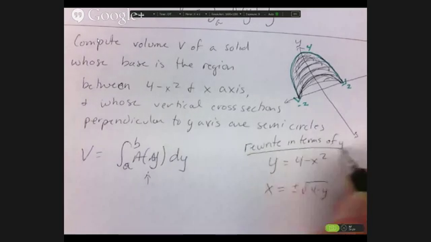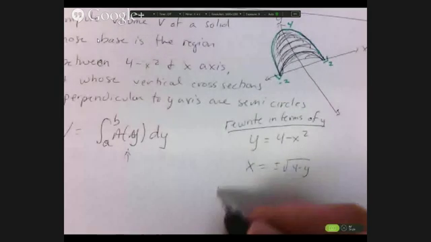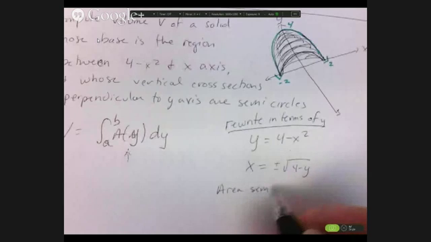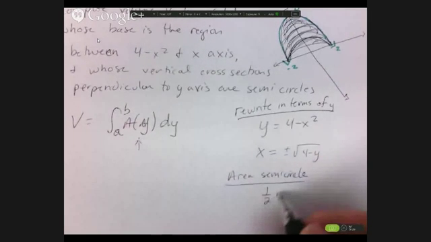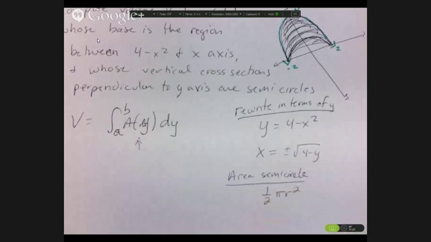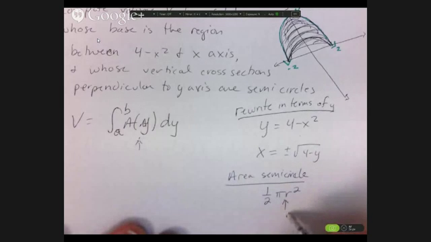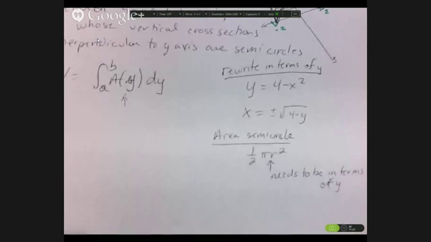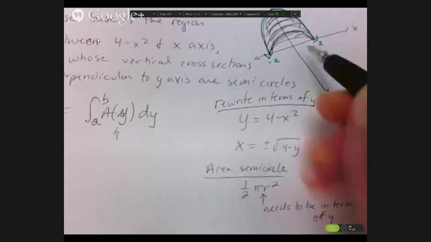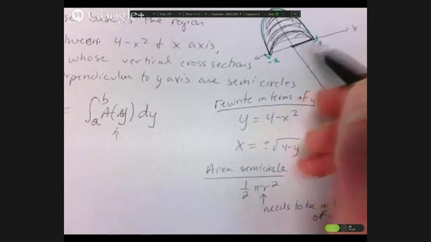Okay, what's the area of a half circle? What's the area of a semicircle? Pi r squared over 2. This r needs to be in terms of y. So basically, what is that value? What is r?